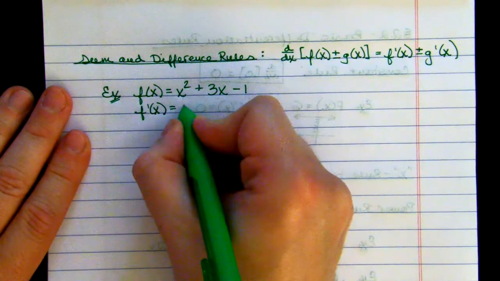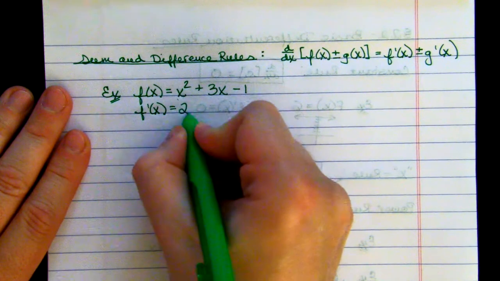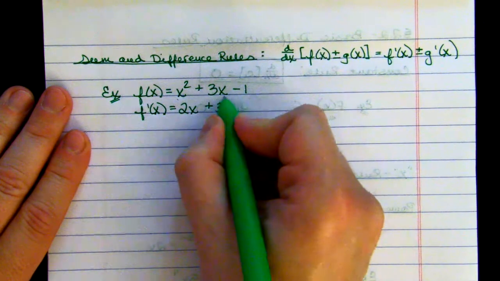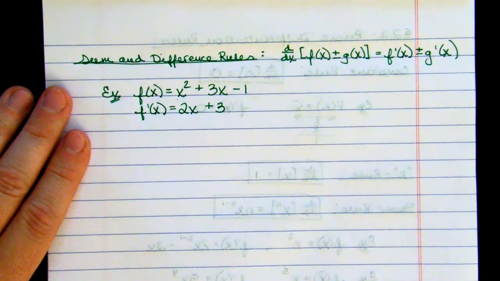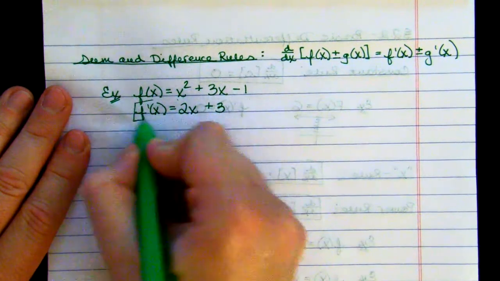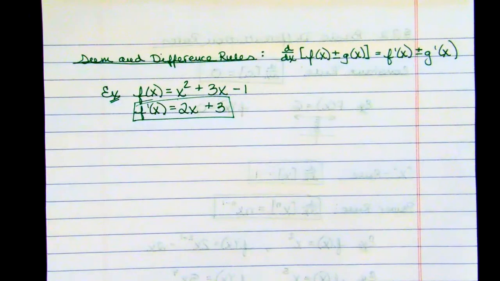F prime of x is going to equal the derivative of x squared, which is 2x to the first, or just 2x, plus 3 times the derivative of x, which by our x rule is just 1, and then minus 1. Well, the derivative of a constant is 0. Your derivative is going to be 2x plus 3.